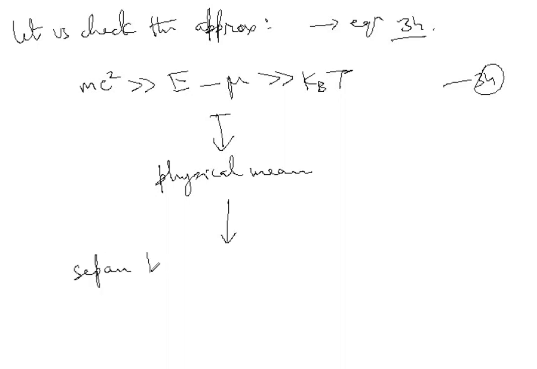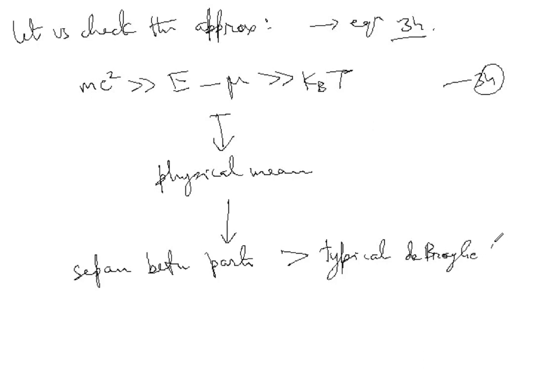So I will tell you that the physical meaning is that the separation between particles will be much greater than the typical de Broglie wavelength of the particle. So this is what we will show you. Let us see how it is so.